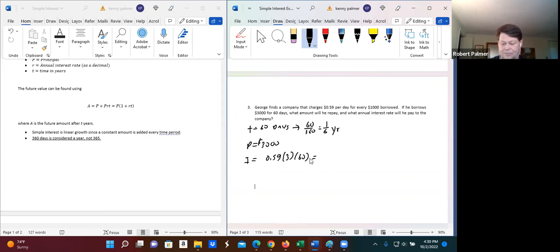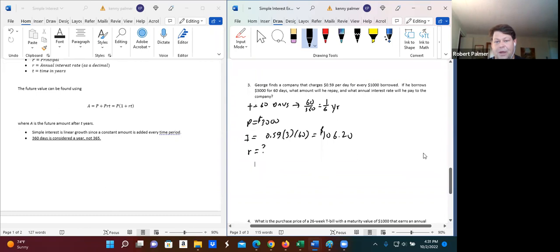Let's find out what that is. Once again, what we did with the interest, it says he's going to charge us 59 cents per day for every $1,000 borrowed for 60 days. In this case, he took the loan out for 60 days. So 0.59 times 3 for $3,000 and times 60. We calculate that. And so that is $106.20. Okay. Now, we also need to find our interest rate, but we have two things we want to find.